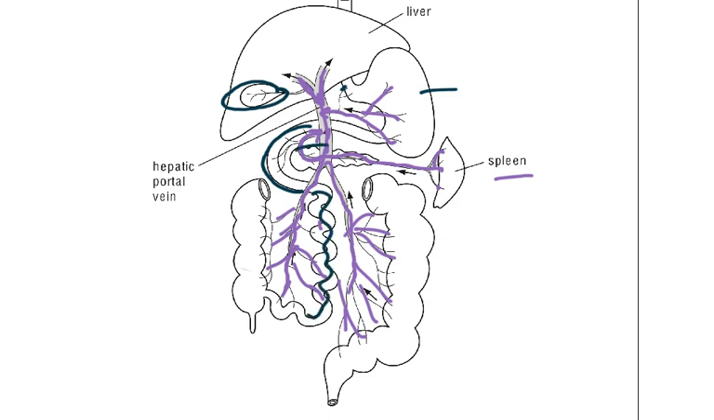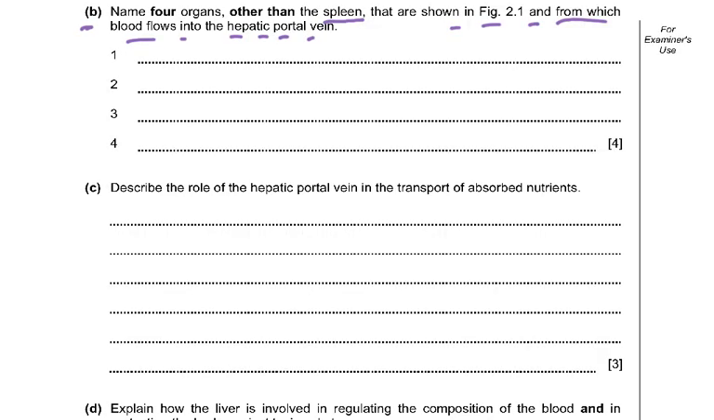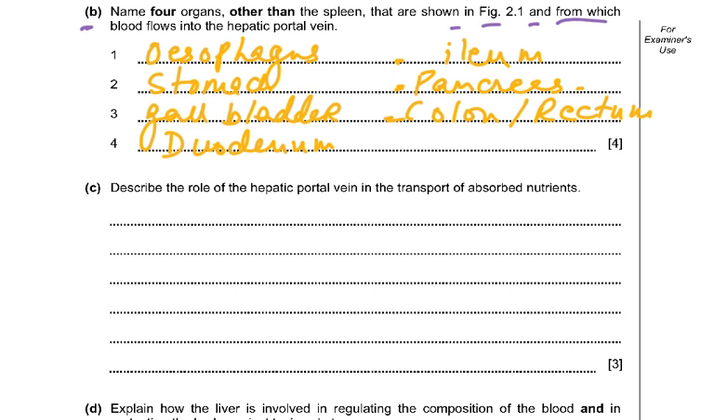Pancreas. This is the pancreas. And the colon or the large intestine and the rectum. So this is the colon and the large intestine and the rectum. So all these vessels. Name 4 organs other than the spleen that are shown in 2.1 from which blood flows into the hepatic portal vein. You could have said any of them, any 4 of these. You could have said esophagus, stomach, gallbladder, duodenum, ileum, pancreas, colon.